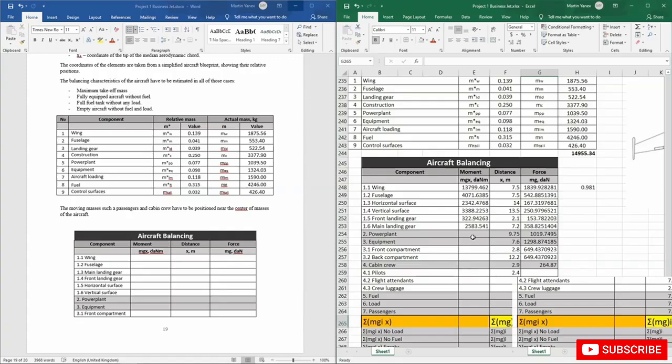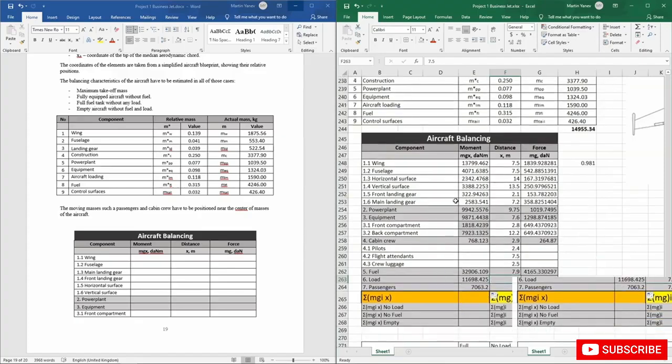Then let's estimate the moments produced by these forces by simply multiplying them by the distance from the origin. So this one will be equal to that, okay? And then I will simply drag this down until here, and then I'll just copy the equation and place it here. And as you can see, this worked. And let's continue. So that's it, guys. We estimated absolutely every component and the moment produced by it.